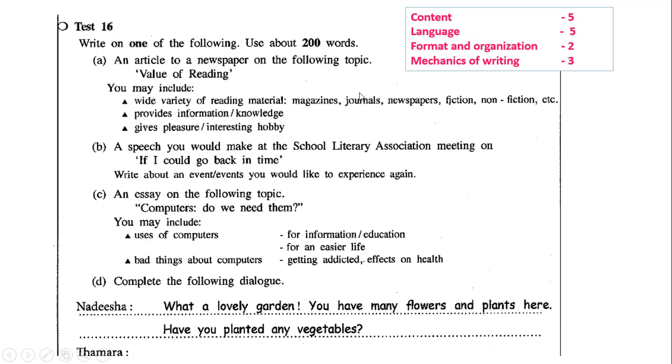For content, you will get 5 marks. For language, you will get 5 marks. For the format and organization, you will get 2 marks. For mechanics of writing, you will get 3 marks. You should write a good essay with correct grammar, good vocabulary, correct punctuation marks, well-connected sentences, well-organized one, and you have to use nice mechanics of writing.